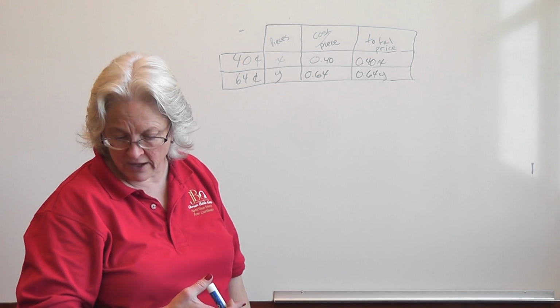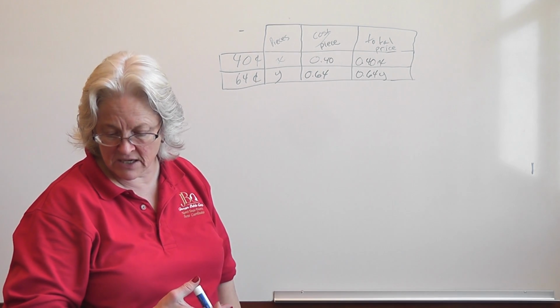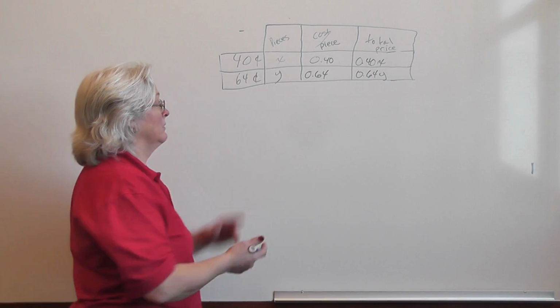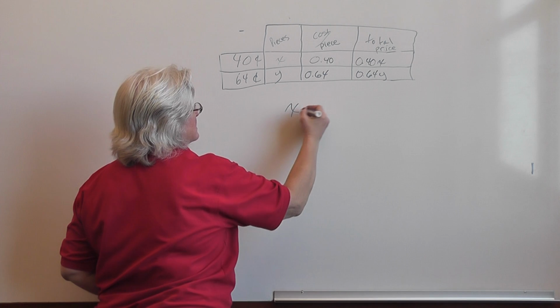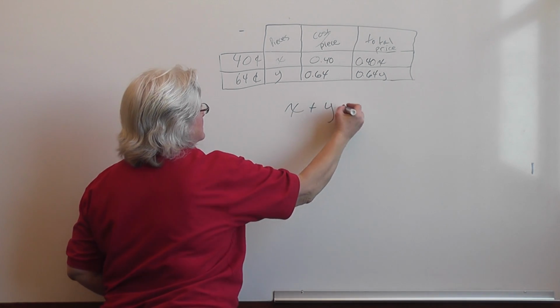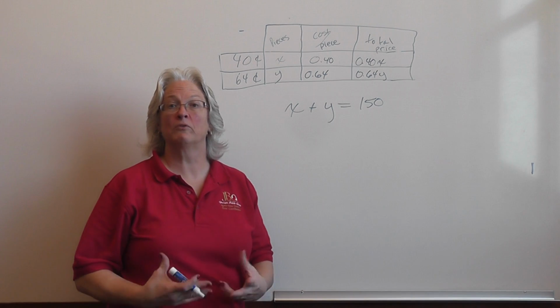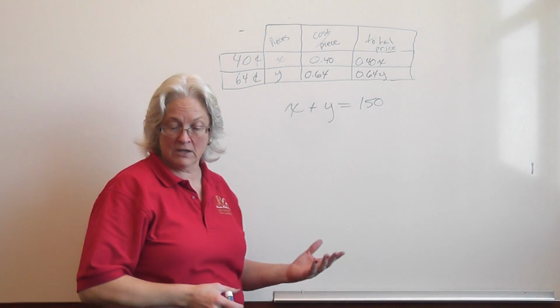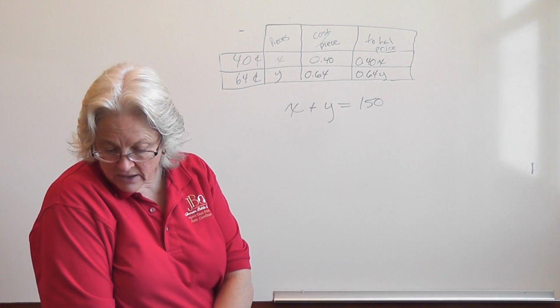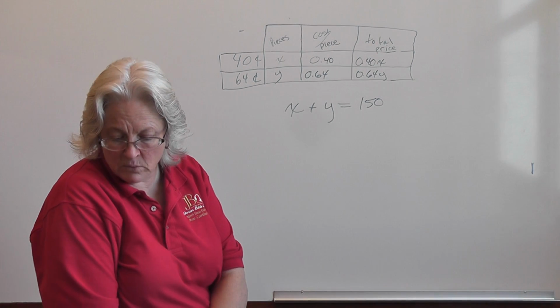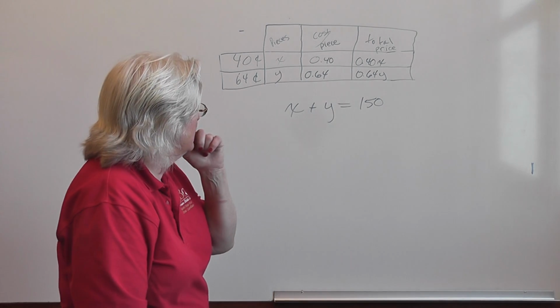So let's see what we have. First sentence says the school sent out 150 pieces of mail. Well, the pieces that cost 40 cents plus the pieces that cost 64 cents would be the total number of pieces of mail that they've sent out. Next, they said the total postage bill was $71.04.